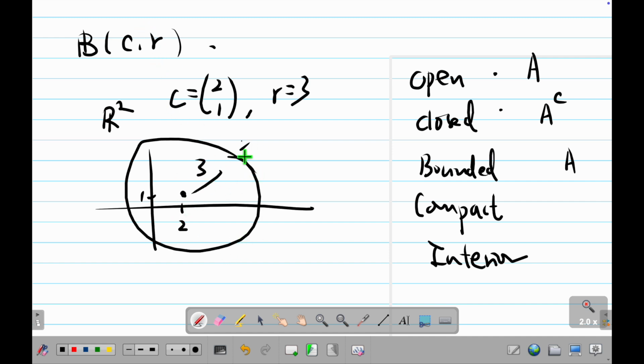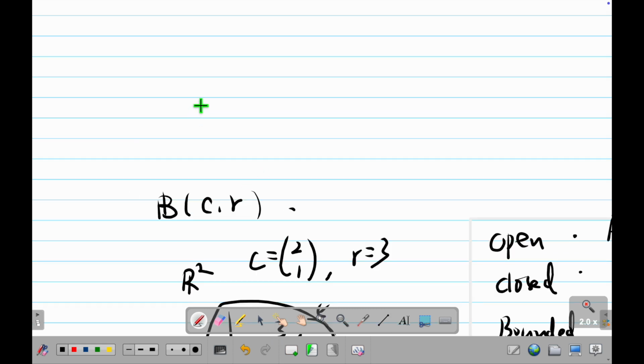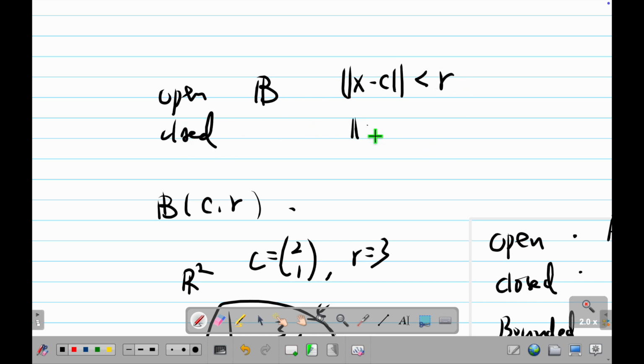Open means this boundary line is not included. Closed means this line is included. The open ball is the set of x such that the norm of x minus c is smaller than R. The closed ball is the same, but with less than or equal to R. So for open, the inequality is strict; for closed, we include the boundary.